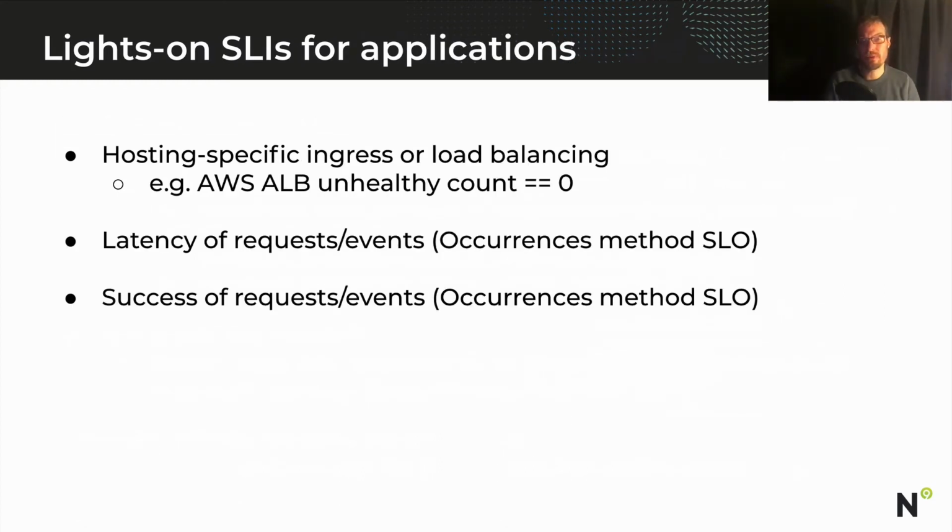And let's talk about the same thing for applications. There are hosting specific ways you can do this. For example, if you're using a certain type of ingress or load balancing, one prototypical example might be, say I'm using an AWS ALB. I can look for an unhealthy count. Any unhealthy count on my ALB probably tells me that there could be a problem there.